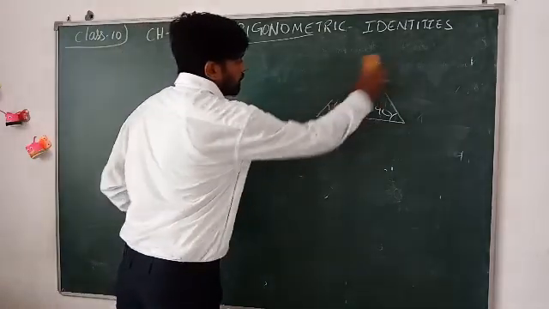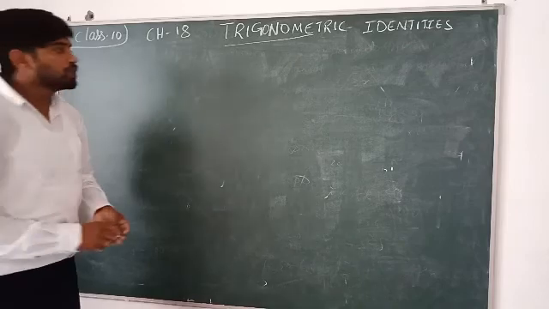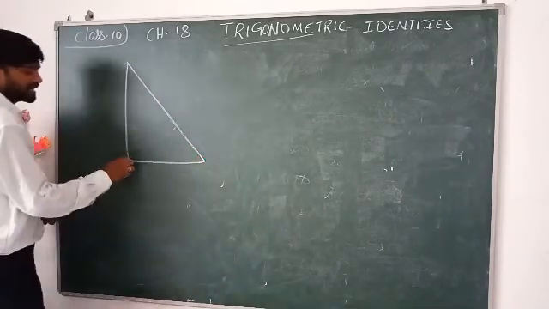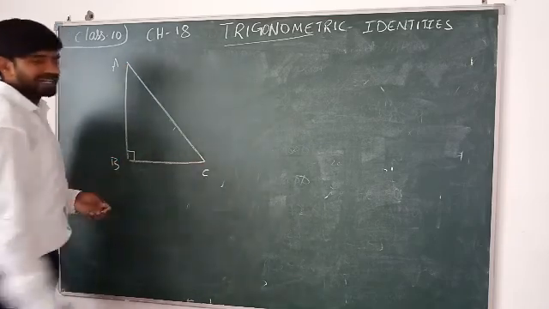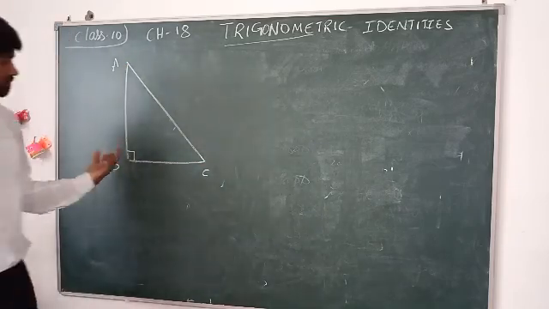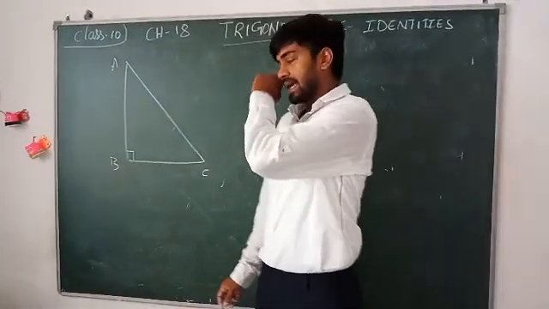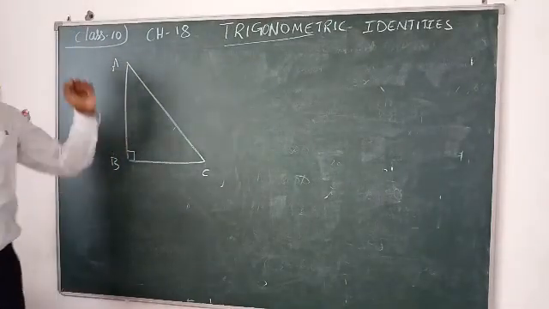Now we'll be learning the basic things about trigonometry. Whenever we talk about trigonometry, we start with a right angle triangle ABC, having a 90 degree angle at B, angle B. This is a right angle triangle.